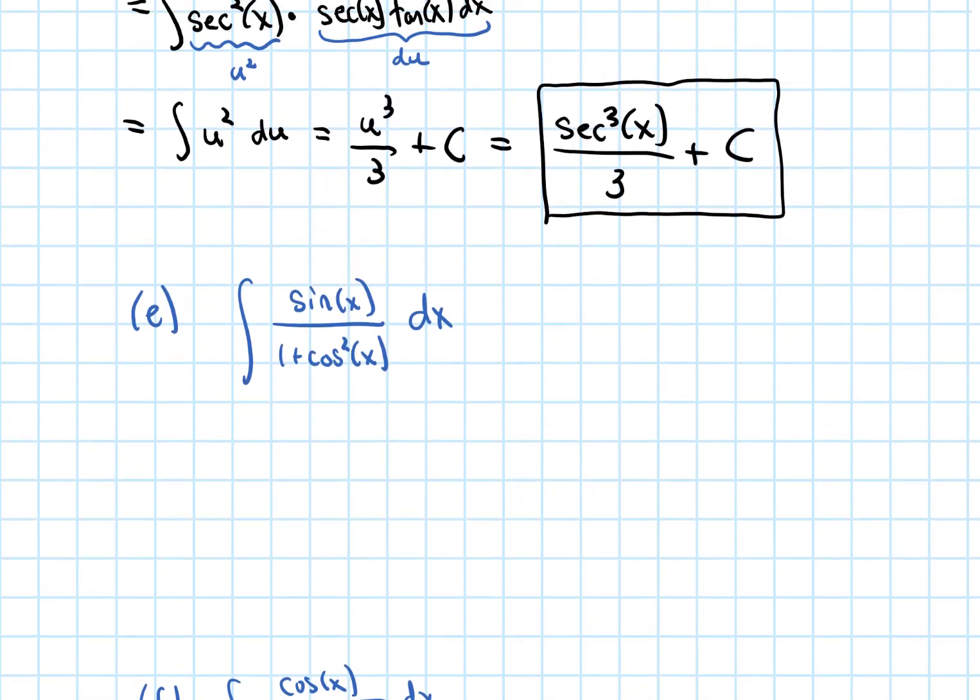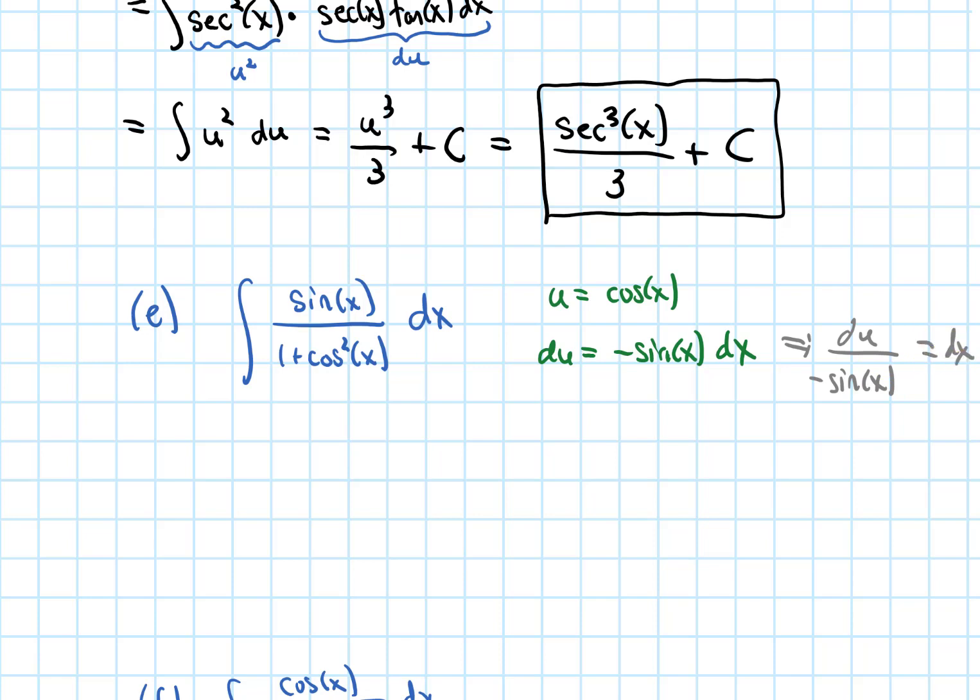So in E, we have the integral of sine x over 1 plus cosine squared x. So for this one, I noticed that if I were to let u be cosine x, I see du in here, just off by a constant multiple, because I see that du is negative sine x dx. And I see that in the numerator here, it's just off by this constant multiple of negative 1. Okay, so I know that this is going to be a good u sub. Let's isolate the dx. So I get du over negative sine x equals dx.